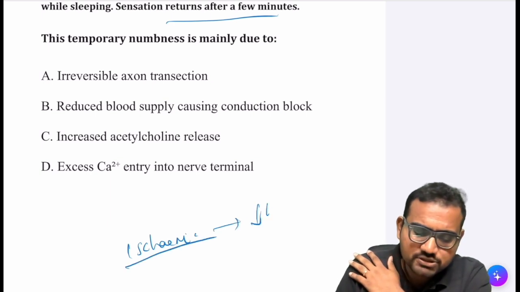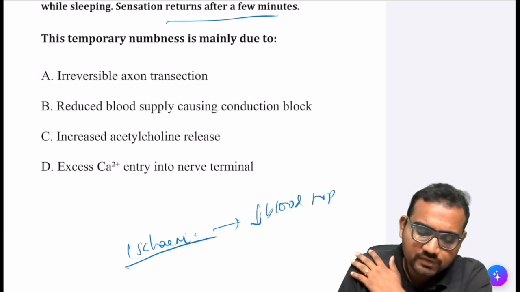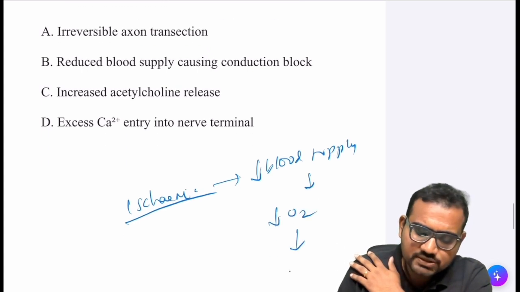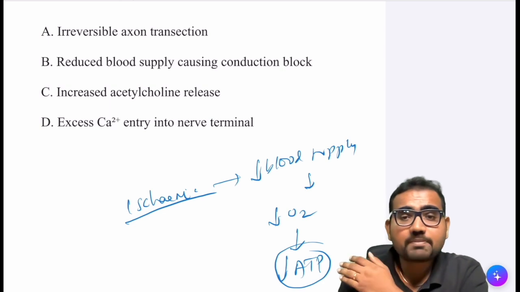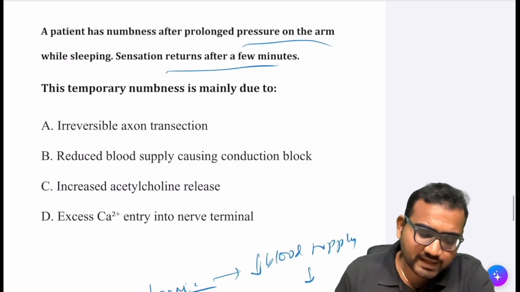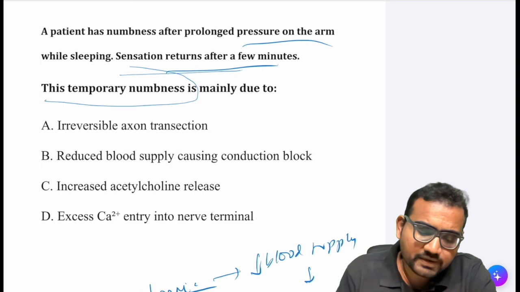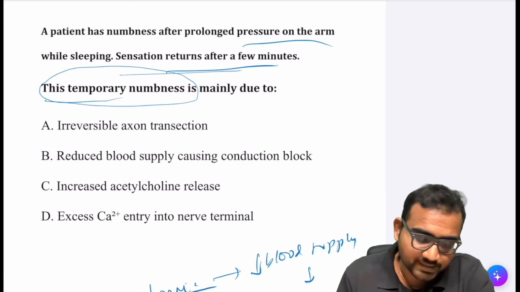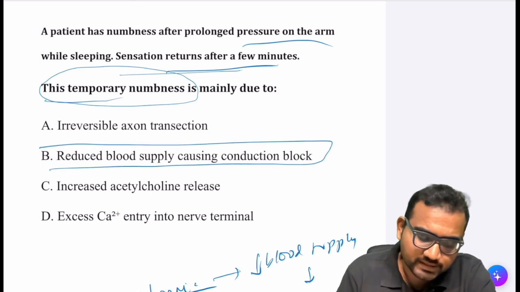There's going to be decreased blood supply. When there is decreased blood supply, there's going to be decreased oxygen. When there is decreased oxygen, there's going to be decreased ATP. When the pressure is relieved, it comes back to normal. So in this case, the sensation returns after a few minutes, and the temporary numbness is caused by the reduced blood supply causing the conduction block.